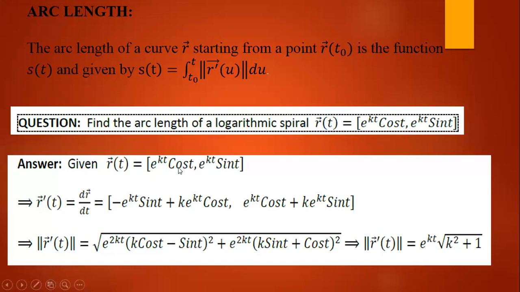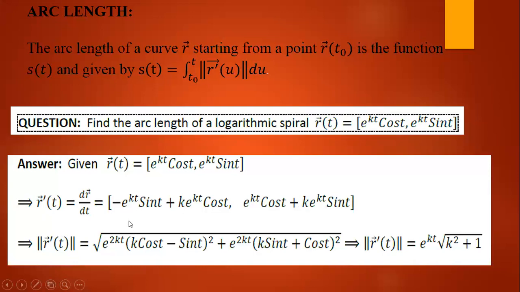Actually, this is the first coordinate, meaning this is the term of x and this is the term of y. So if we write in vector notation, this becomes e power kt cos t i plus e power kt sin t j. So here we take the derivative of this one, the first order derivative r prime is equal to this one. Now we need the magnitude of this tangent vector, this derivative.